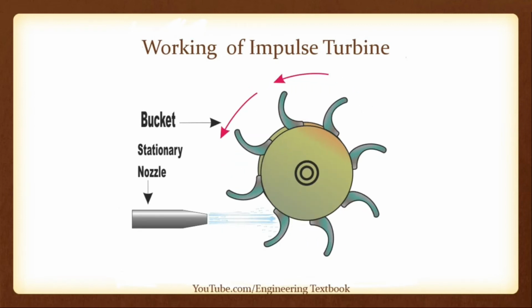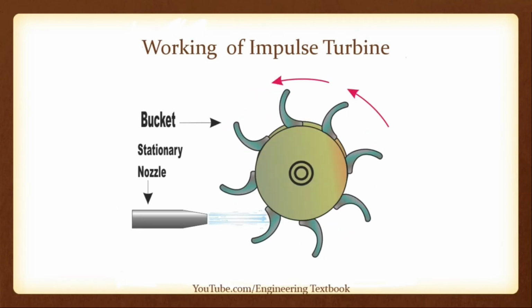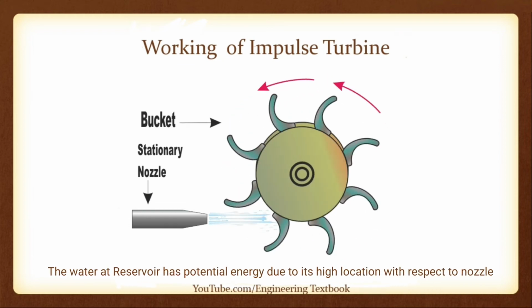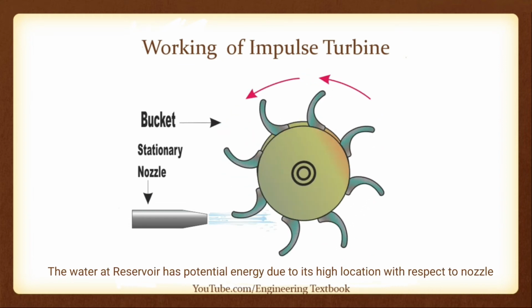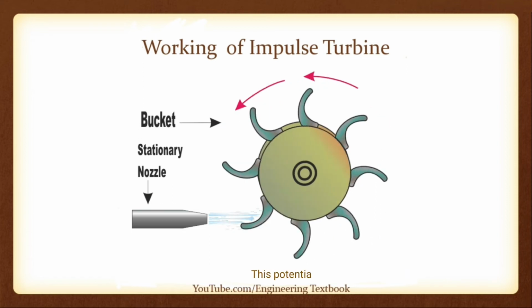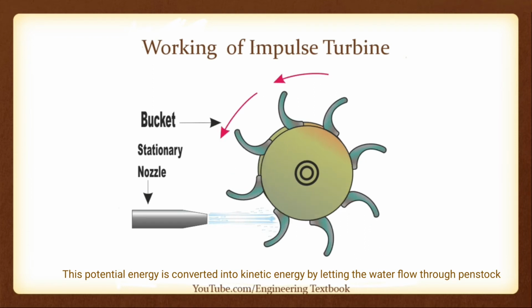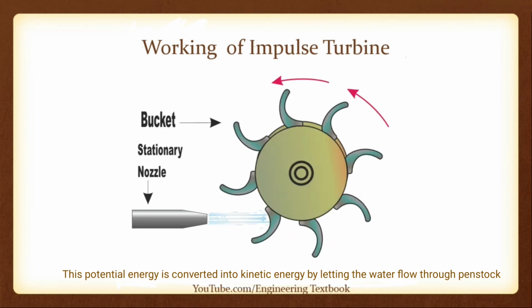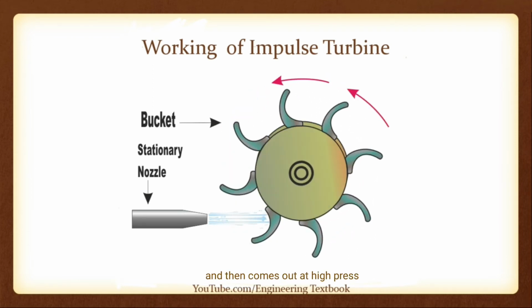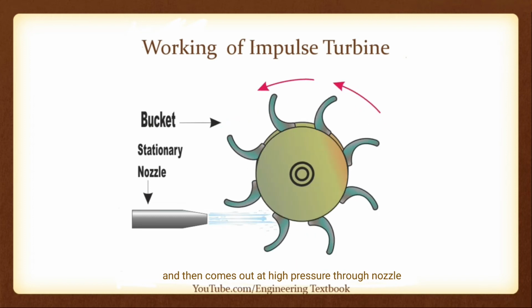Working of impulse turbine. The water at the reservoir has potential energy due to its high location with respect to the nozzle. This potential energy is converted into kinetic energy by letting the water flow through the penstock and then comes out at high pressure through the nozzle.